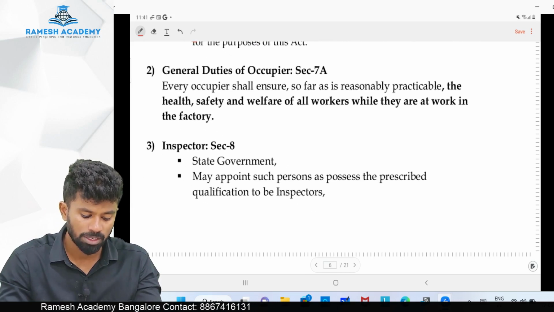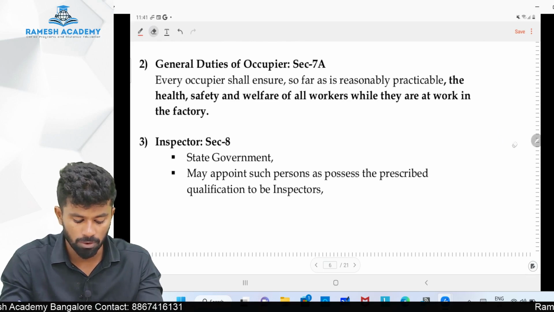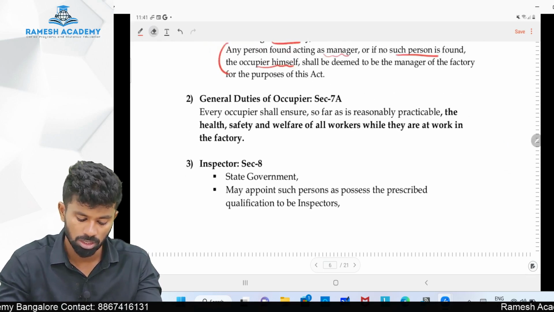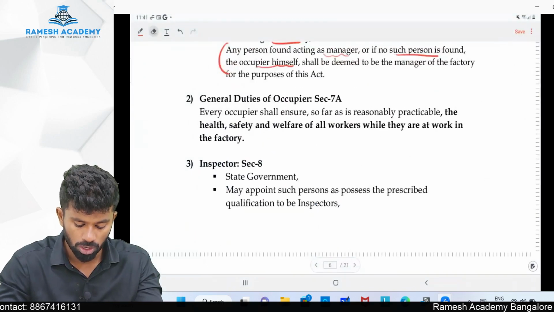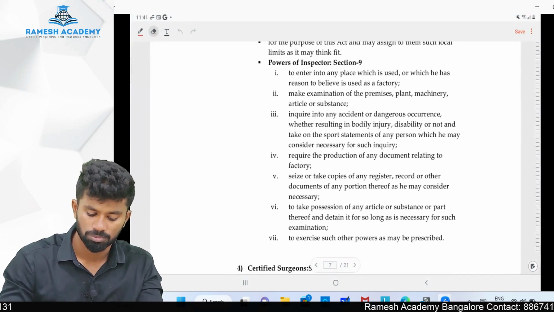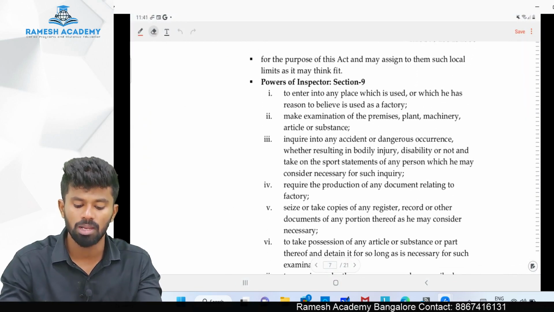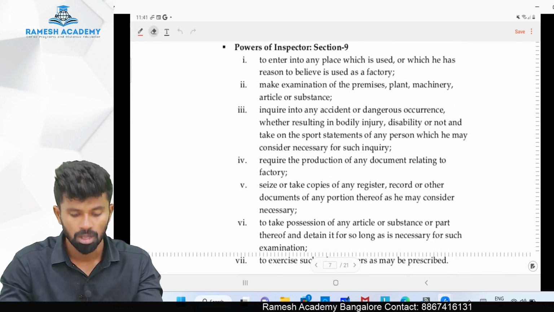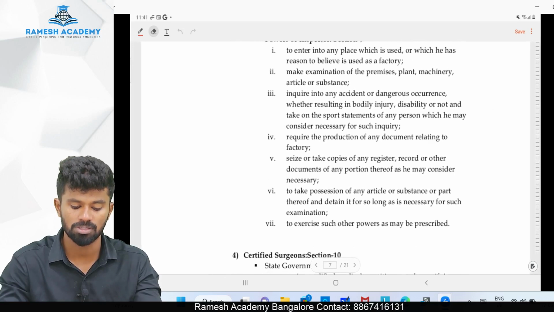Then we have inspector, section number 8. As per this, the state government may appoint such persons as prescribed to act as an inspector for the purpose of this Act, and may assign them such local limits as it may think fit. Powers of inspector, section number 9. Section number 9 deals with the powers of inspector.